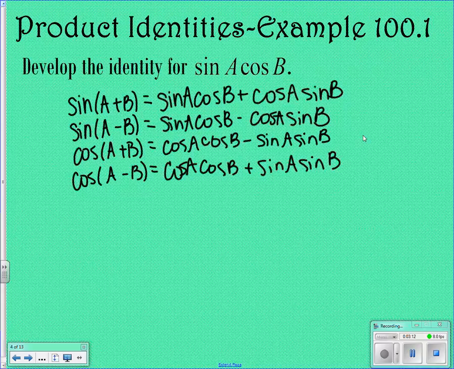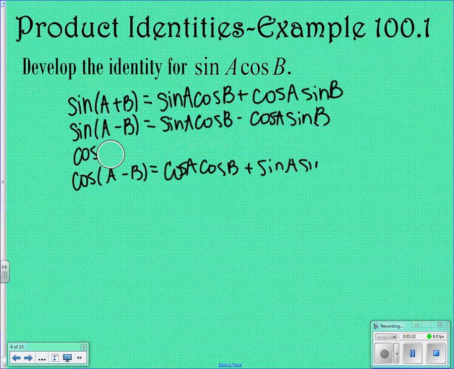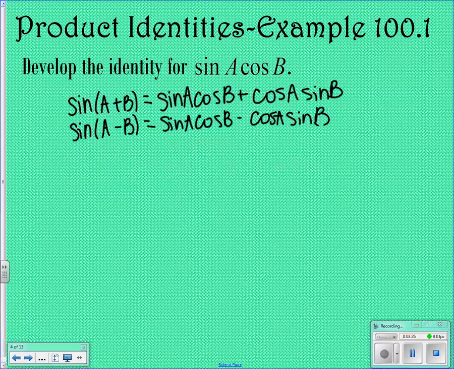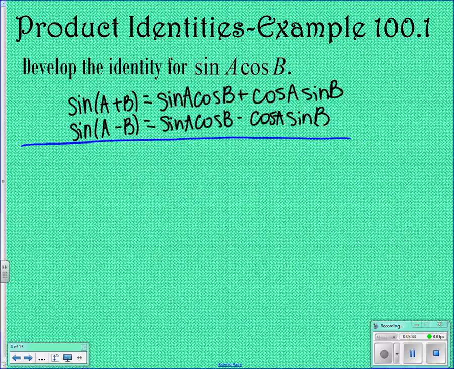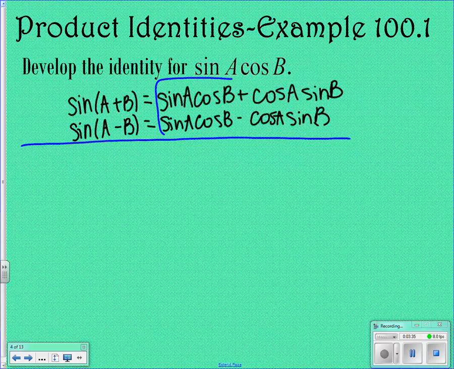Okay, so we are looking for which two have the sine of A and the cosine of B. Well, that is going to be in the first two. So I'm going to erase these bottom two here. And so what you do, you're going to write those two down. So if you need to pause the video real quick, you can. But now we are going to want to solve for this right here.